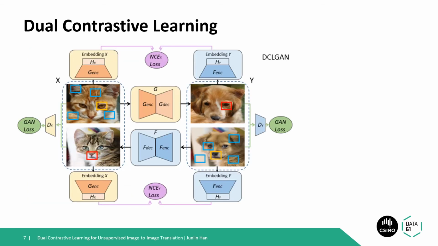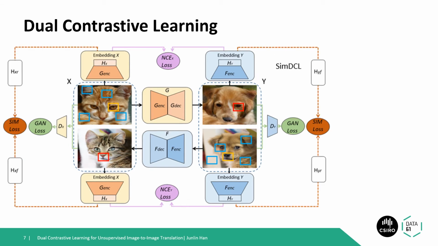We name our method DCLGAN, where DCL is short for dual contrastive learning. Images inside one domain should share a similar style, regardless of whether they are generated or real. Thus, we add a similarity loss to encourage images within one domain to have some similarities in deep features. We name this one SimDCL, where Sim is short for similarity.